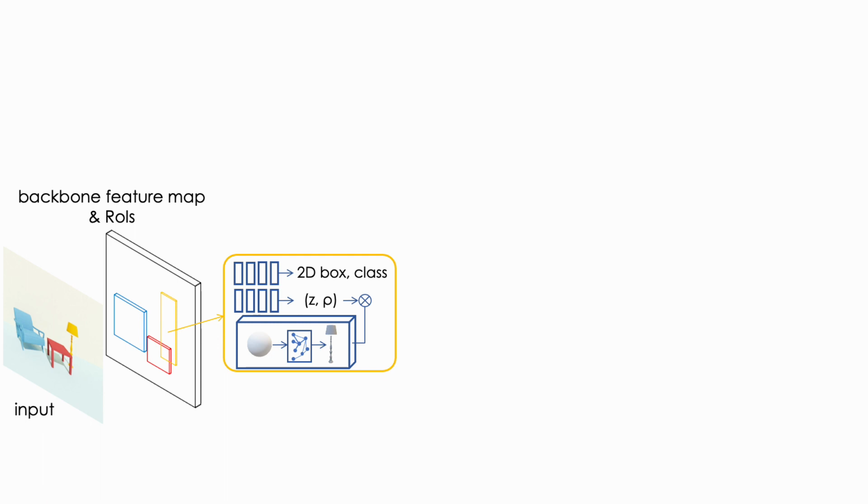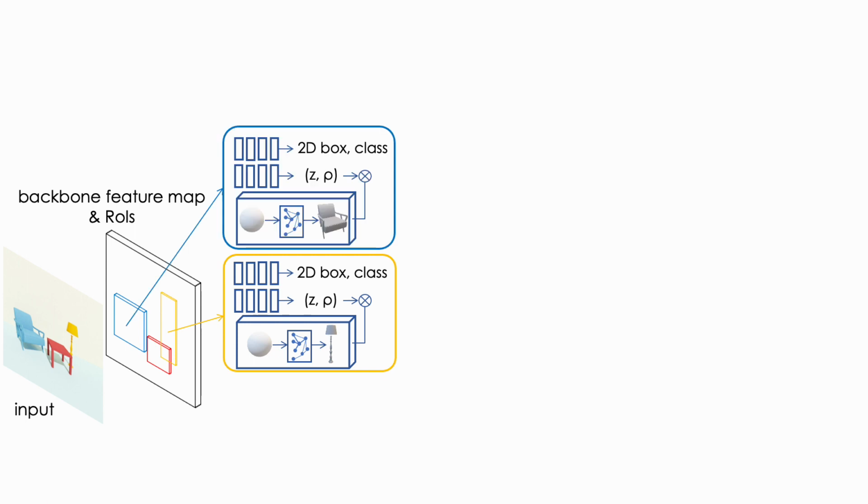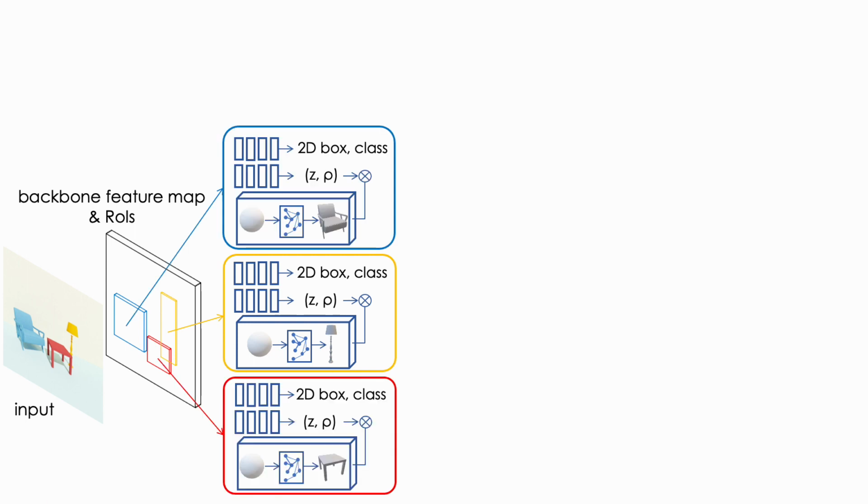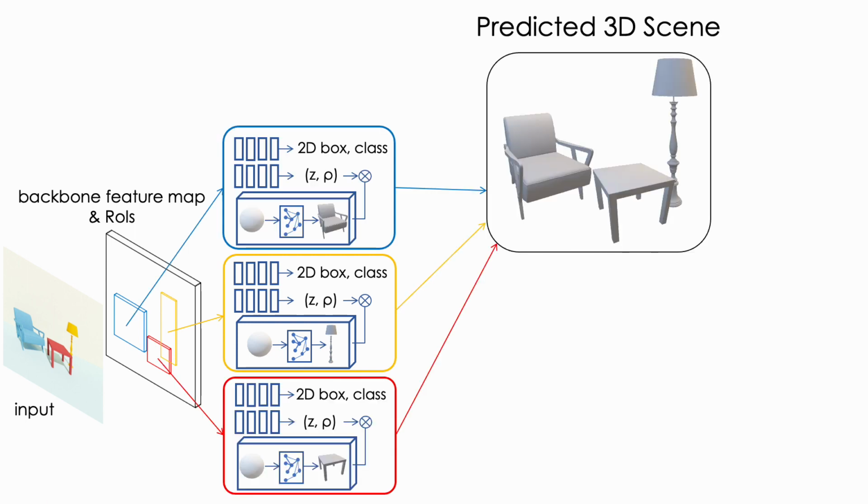Notice that we could replace meshes with any other representations, including implicit ones like SDFs. Here, we choose meshes because they're fast, and efficiency is important, as we will be dealing with complex scenes with tens or hundreds of objects in them. So this is repeated for each ROI and results in a predicted 3D scene.